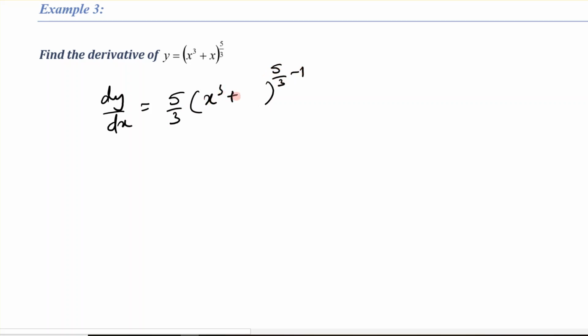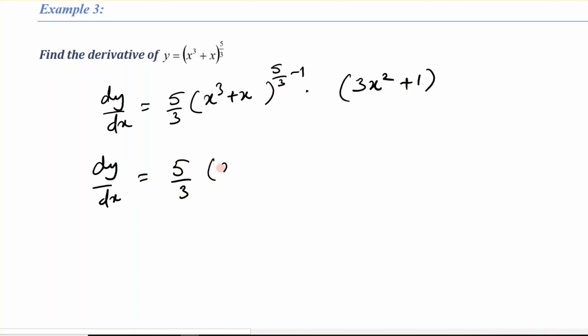So x cubed plus x, and by chain rule check the derivative of inside. So the derivative of inside means the derivative of x cubed plus x. The derivative of x cubed is 3x squared and the derivative of x is 1. So overall we get 5 over 3 times x cubed plus x raised to power 2 over 3, times 3x squared plus 1. So we applied our chain rule: derivative of outside times derivative of inside.